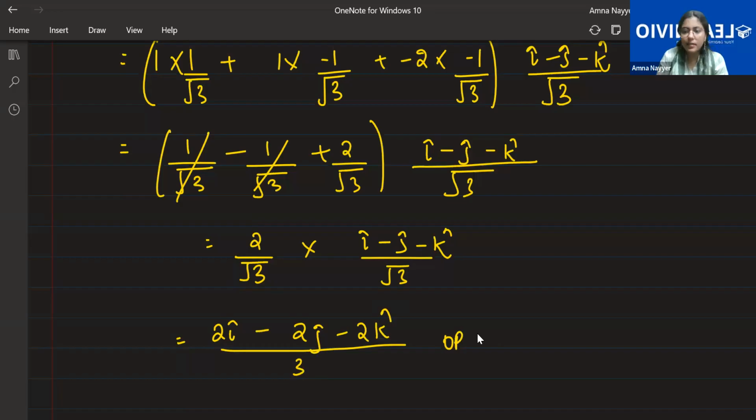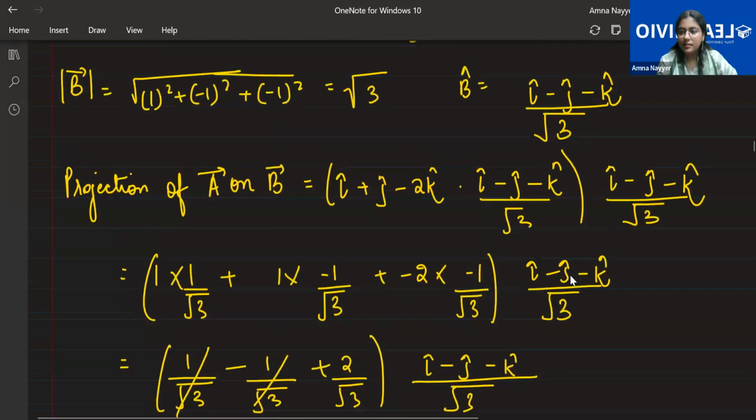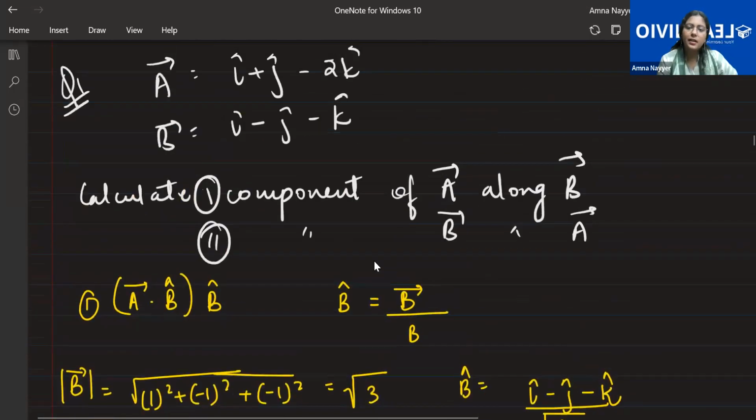Or you can separate the terms. You can write 2I cap by 3 plus, no, minus, this will be minus 2J cap by 3 and this is minus 2K cap by 3. This is the component of A on B, a projection of A on B. Is that clear? Okay. Try the second part. This you will tell me, B on A. Okay, first write it.